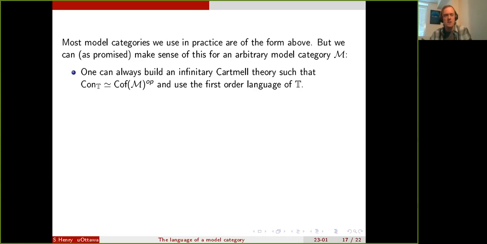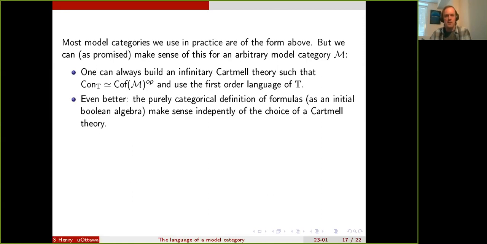And then you can see that if you use the first order language as I've defined for this Cartmel theory, then you get a similar result in M. So that's one way to do it. But in practice, it's sometimes not very convenient to try to construct such a Cartmel theory, it's a very abstract construction.